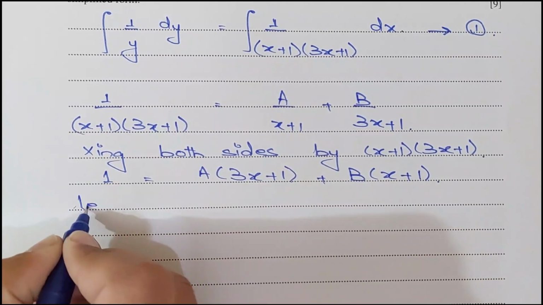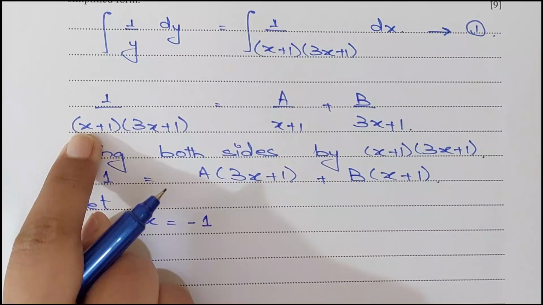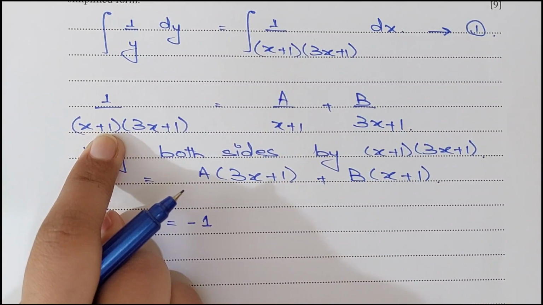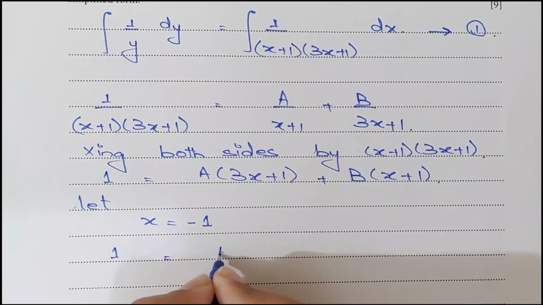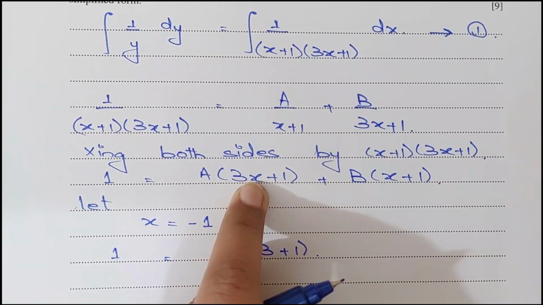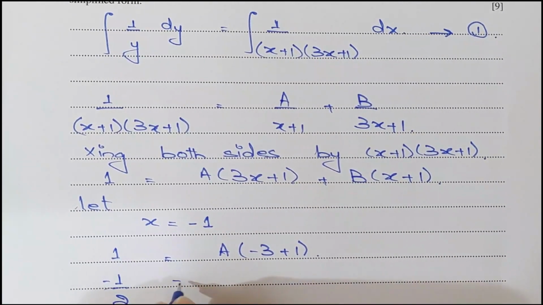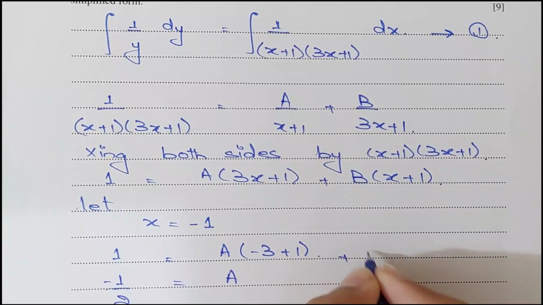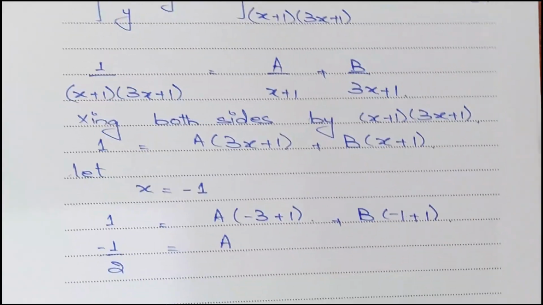So let x be equal to minus 1. So I just substitute x plus 1 equal to 0. We got the first root x equals minus 1. So we have 1 is equal to a times minus 3 plus 1. So this is minus 2. So 1 equals minus 2a, so a is minus 1 by 2. This is my a value. B we will get 0 because minus 1 plus 1 is going to be 0, right?